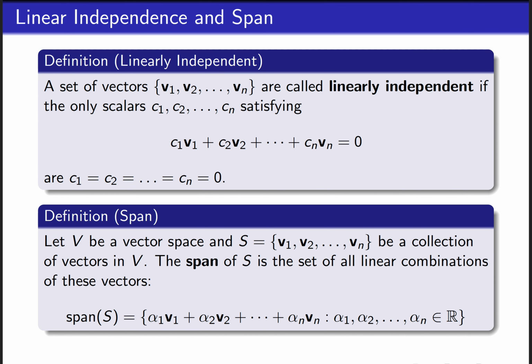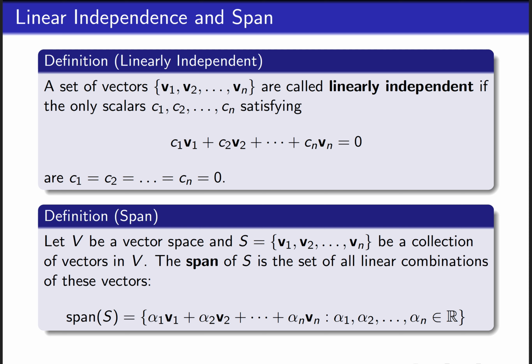Finally, we recall two definitions from linear algebra. First, a set of vectors is called linearly independent if the only scalars satisfying the given equation, c1 v1 plus c2 v2, all the way out to cn vn equals 0, are 0. Another way of stating this is that the only way we can have a linear combination of these vectors equaling 0 is if the weights on all those vectors are 0.